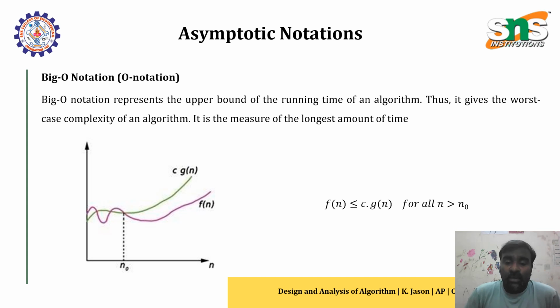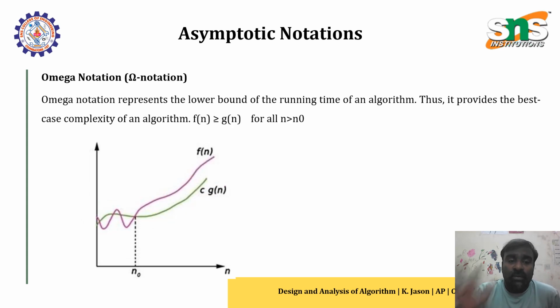In mathematical notation, it can be written as f of n less than or equal to c times g of n. Big O notation represents the worst case. That means it is the upper bound of the running time of an algorithm. It denotes the upper bound. That means it takes the longest amount of time to execute a program.